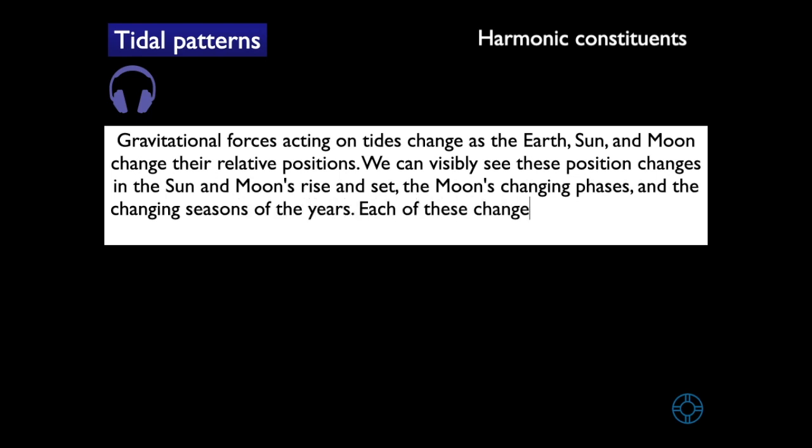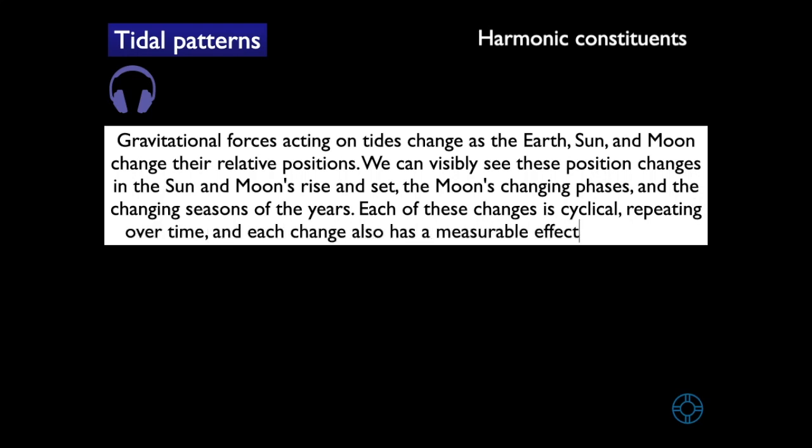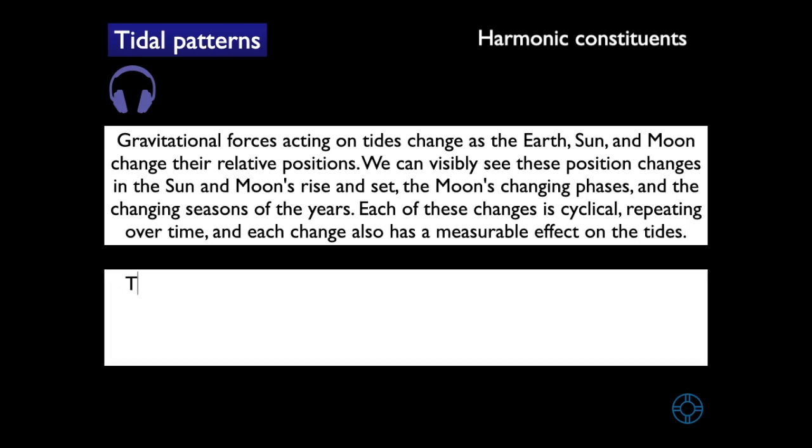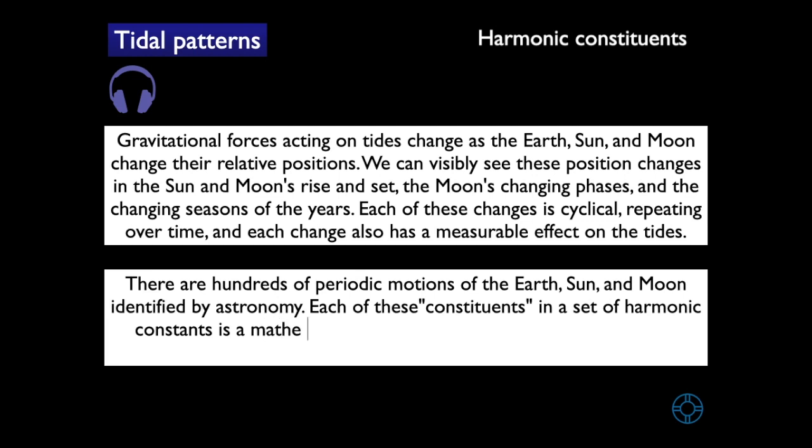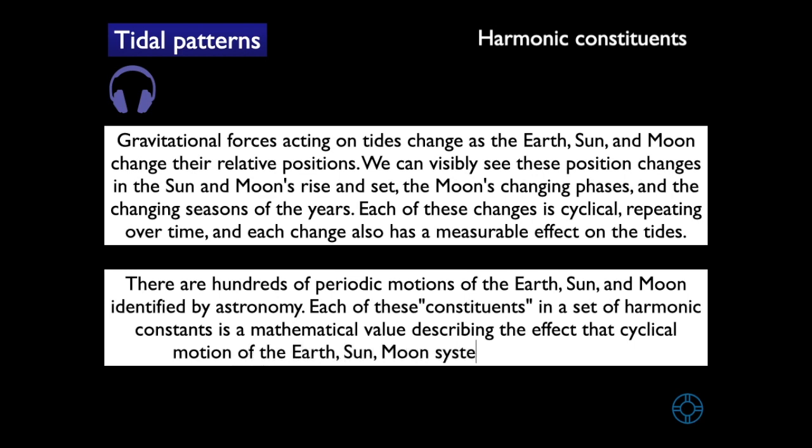Each of these changes is cyclical, repeating over time, and each change also has a measurable effect on the tides. There are hundreds of periodic motions of the Earth, Sun, and Moon identified by astronomy. Each of these constituents in a set of harmonic constants is a mathematical variable describing the effect that cyclical motion of the Earth, Sun, Moon systems has on tides.